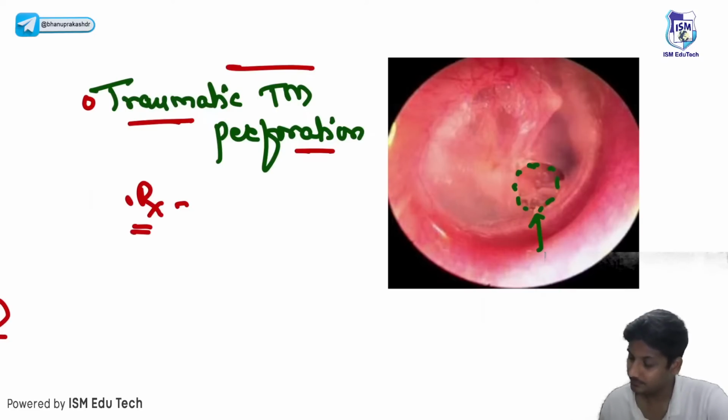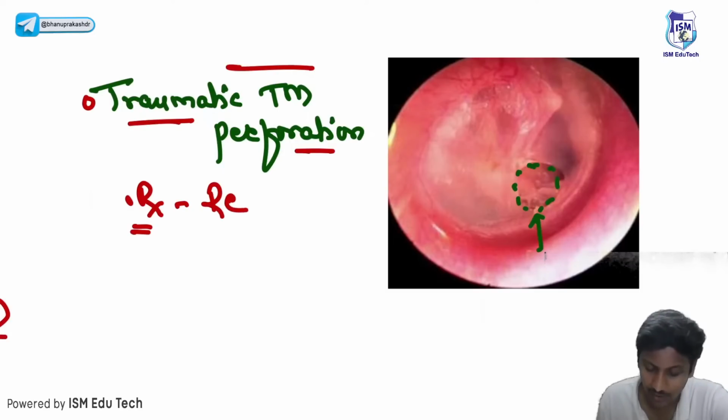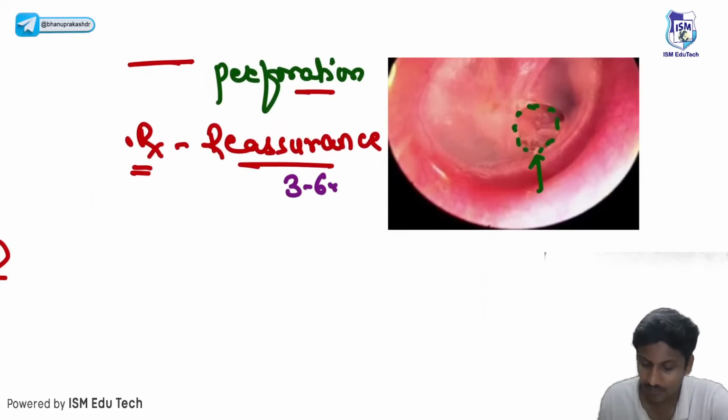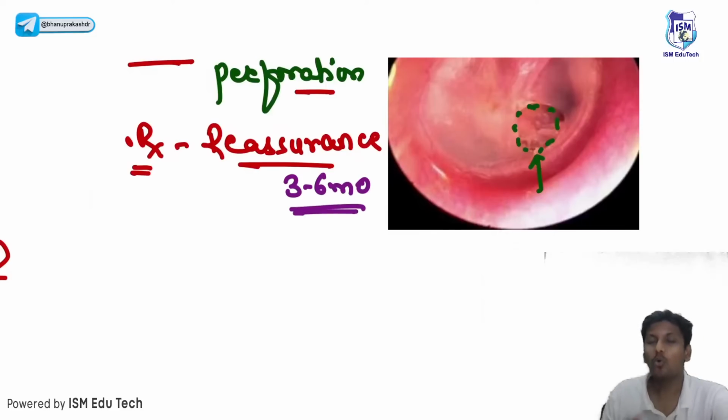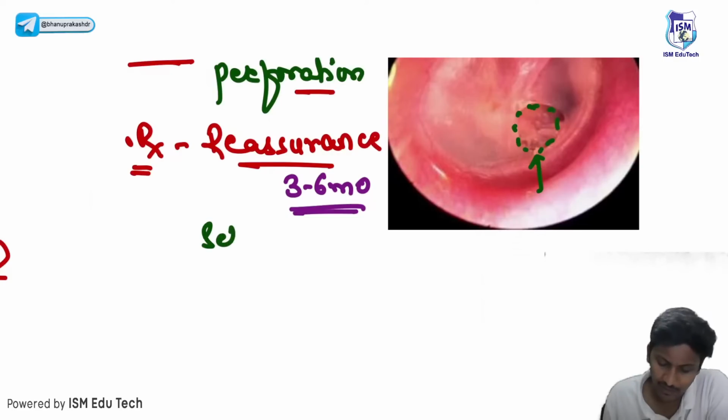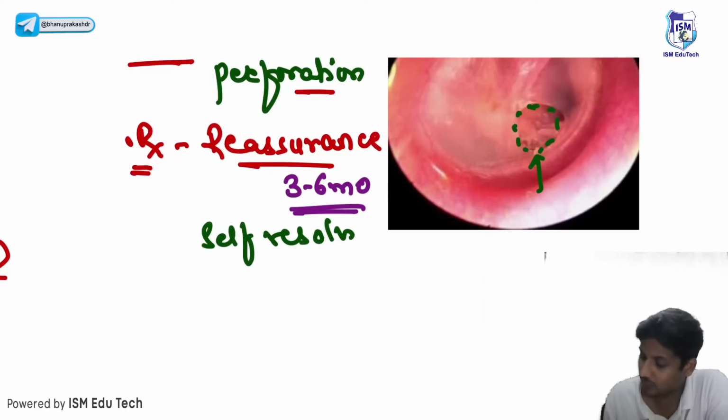Anybody? So please remember, in this condition, if the tympanic membrane rupture or perforation is non-infective and due to trauma, then the treatment is only reassurance. Why reassurance? Because if the tympanic membrane is not infected, it will heal by itself, spontaneously, in a span of 3 to 6 months. Only if there is infection could the tympanic membrane fail to heal by itself. Otherwise, it can heal by itself. It is a self-resolving condition.